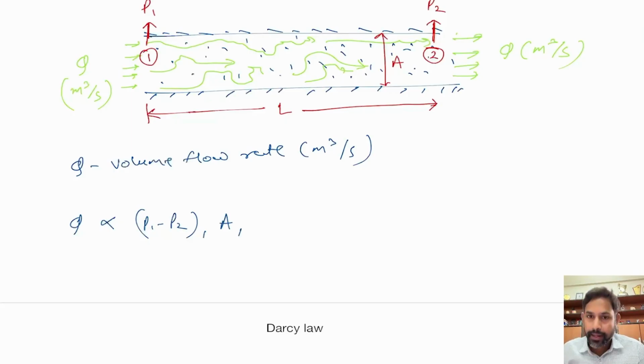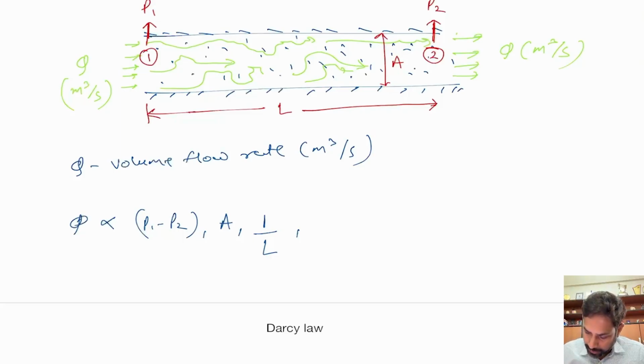If length is larger, then flow will be smaller, because it will have higher resistance. It will have to travel a longer distance, so you will need larger pressure for that amount of fluid to flow, and that is why this is proportional to 1 over L, inversely proportional to the length. Longer the length, less flow will happen for the given pressure difference.